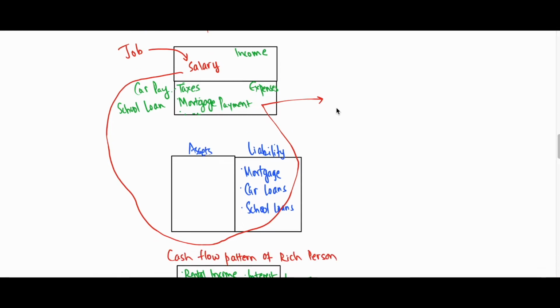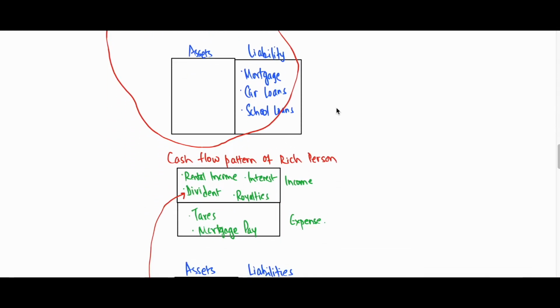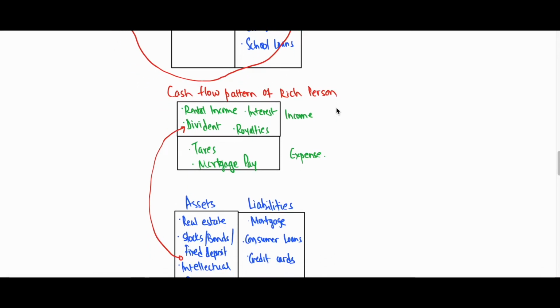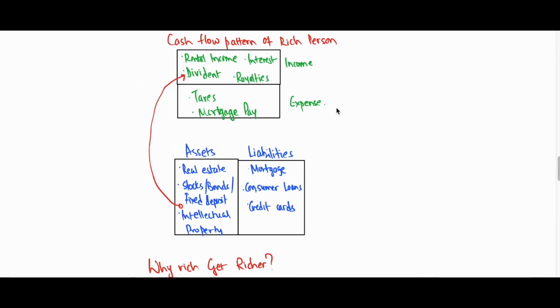Now we will see the cash flow pattern of a rich person. A rich person does not have a fixed salary. He does not have a job which provides him salary, but he has got lots of assets. Assets is something that keeps money into your pocket.